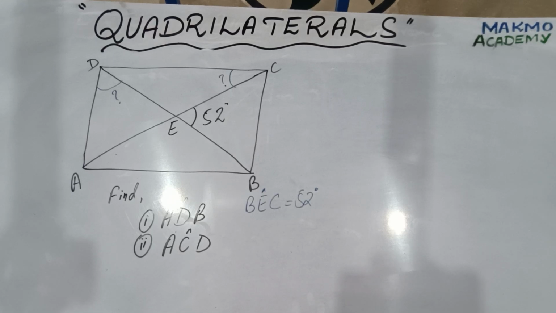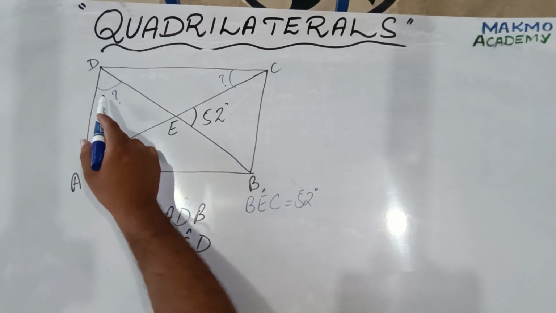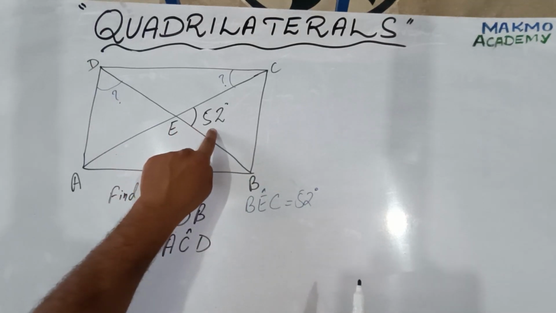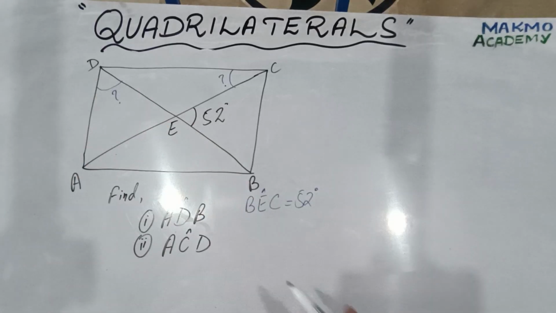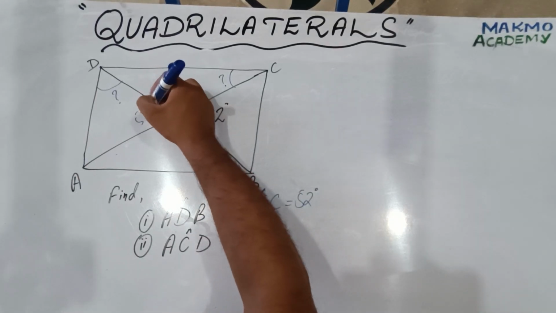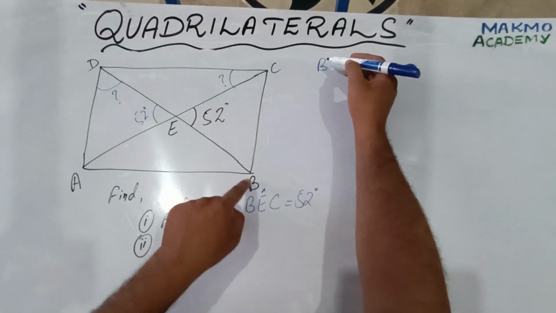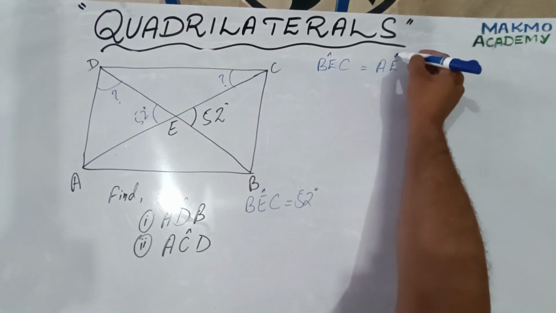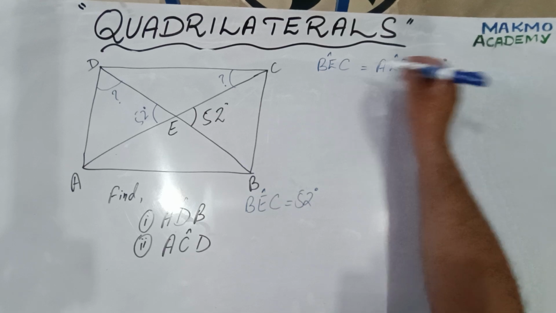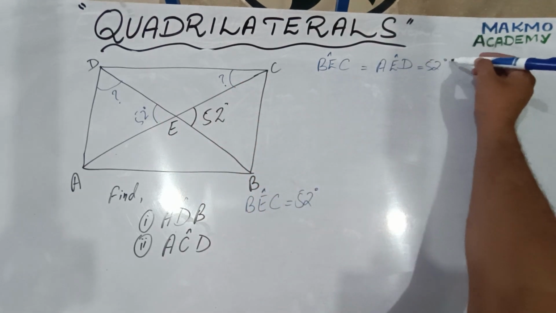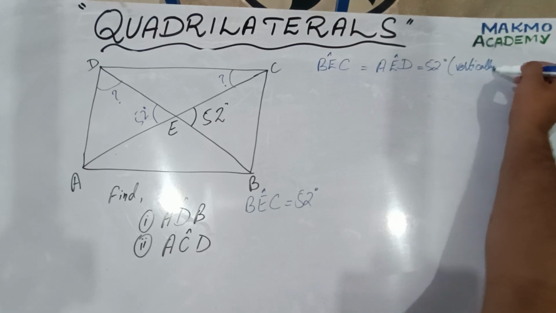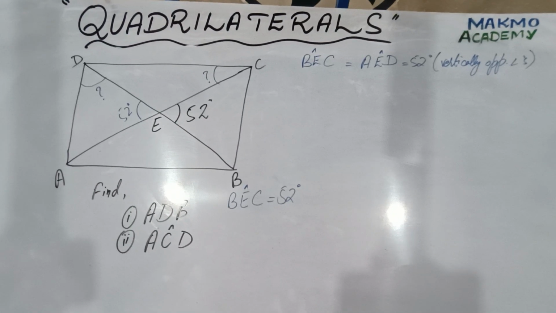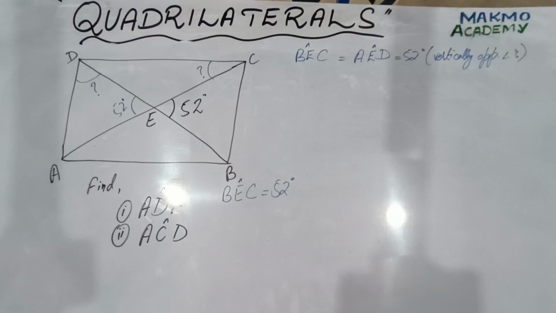So let's recall. If this angle is 52, because the unknown lies in this triangle AED, and these two are straight diagonal lines, this would also be equal to 52 by the vertically opposite angles property. So we would say that BEC is equal to AED. AED is equal to 52, because we have written 52 here. By which property are we writing 52 here? Vertically opposite angles. Clear? Any confusion? So now let's move ahead to the next step.